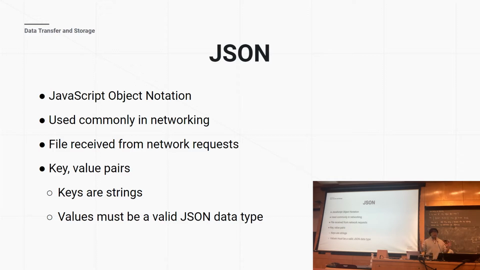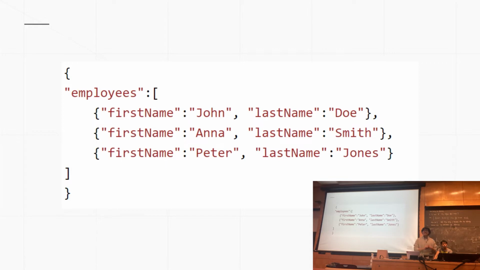And the most important thing that you guys need to remember about this is that there are key value pairs, right? You have a key, and then it is paired with a value. And the values must be valid in JSON format. So the JSON data types include strings, numbers, objects, booleans, and nulls. So this is just an example of a JSON that can be returned.